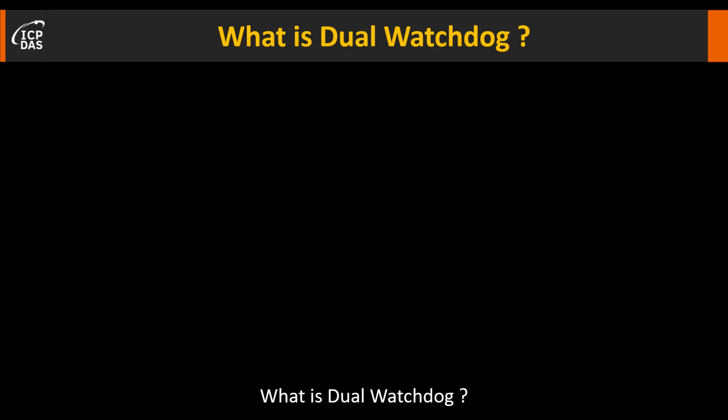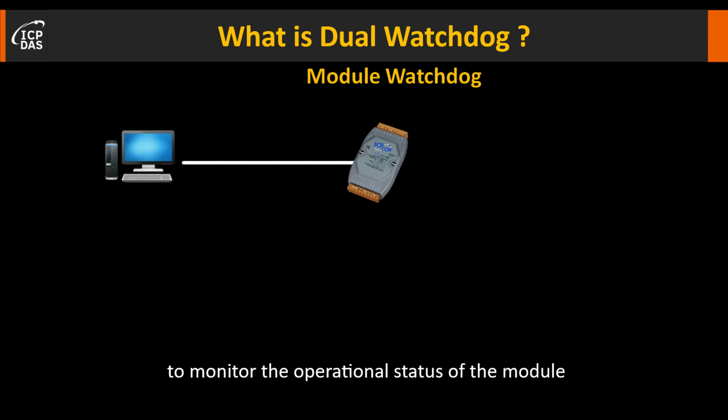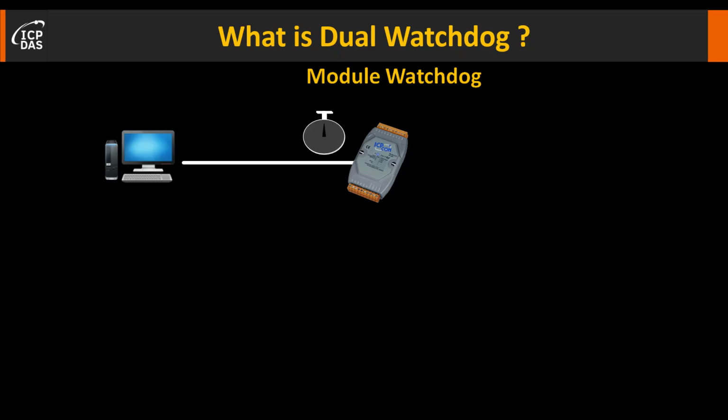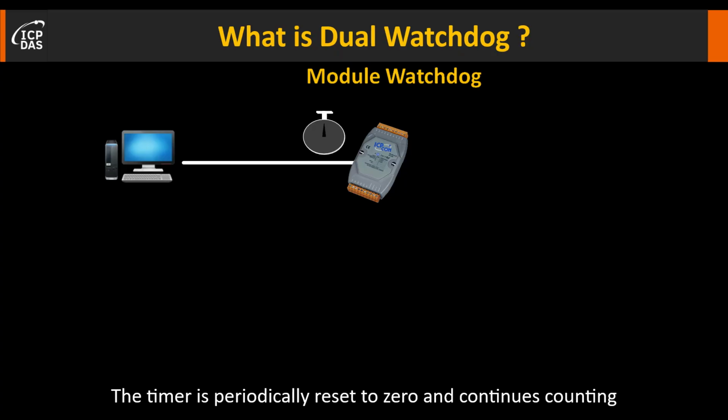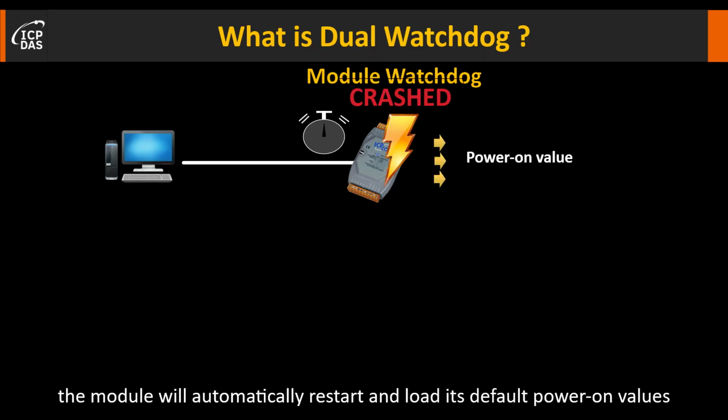What is dual watchdog? Module watchdog. The hardware watchdog is a circuit designed to monitor the operational status of the module. It uses a timer mechanism during normal operation. The timer is periodically reset to 0 and continues counting. If a timeout occurs, the module will automatically restart and load its default power on values.